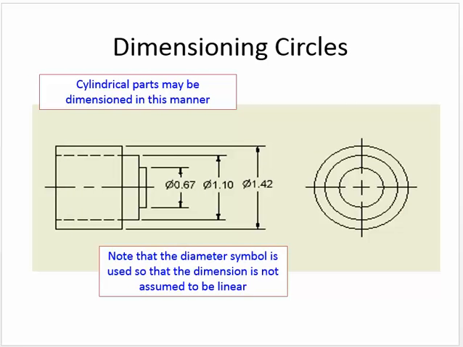Dimensioning circles. Again, they've got the center point there. Cylindrical parts may be dimensioned in this manner. They're showing the diameter because it's a little bit easier to see. Note that the diameter symbol is used so the dimension is not assumed to be linear. So if you do it this way, you have to use that diameter symbol.